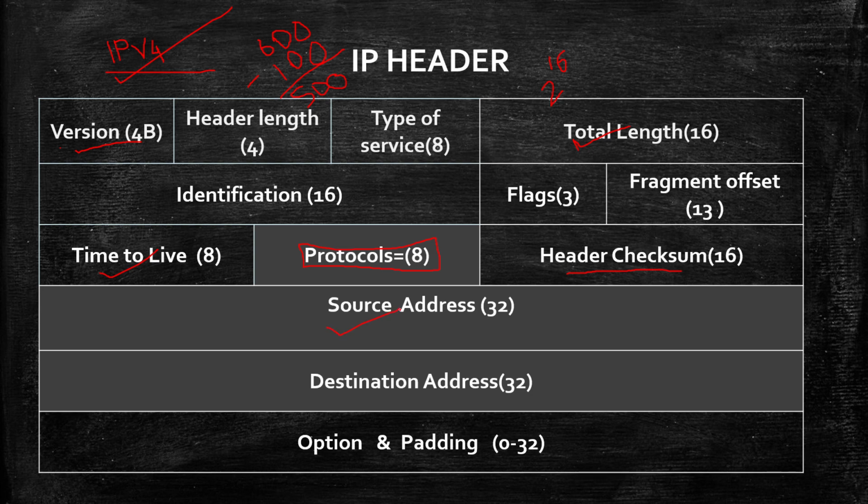Then source address means the sender's address. Take the example of a courier: the sender sends and the receiver receives. So the sender's address is the source address, and the destination address means the receiver's address. What are options and padding? Options and padding are used for an extra amount of data. If you want to add it, padding is used for that.